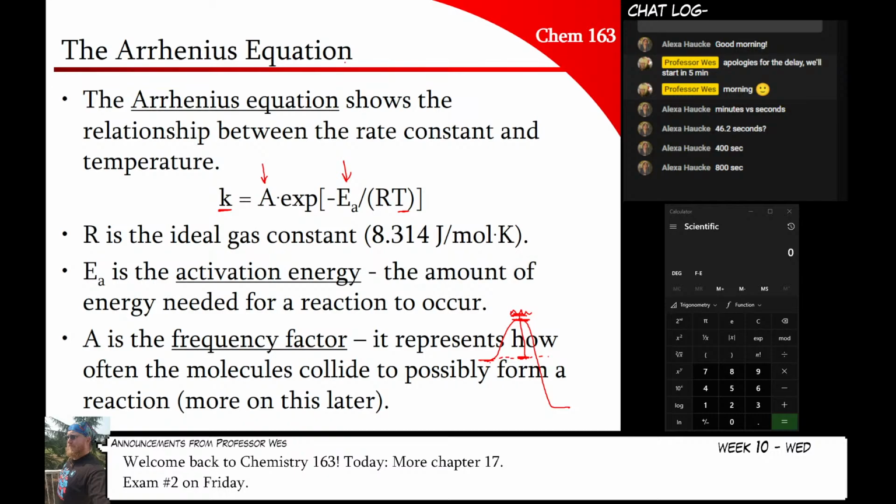We can solve for what A is by plotting the equation in the form y equals e to the x, where x is 1 over T. We're probably going to natural log this. Natural log k equals natural log A plus E sub A over R times 1 over T. Okay, so that's what we would have. Natural log k versus 1 over T should give us a straight line. And that's how we're going to solve for E sub A and also A.